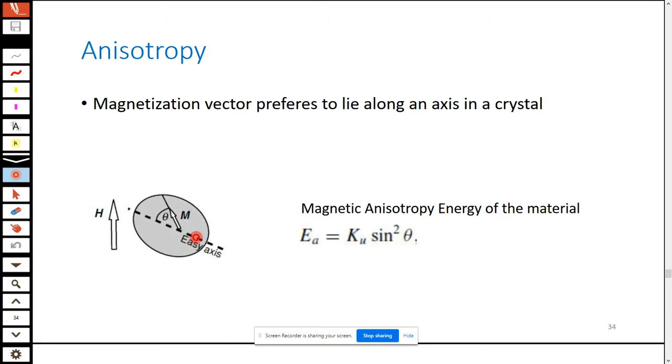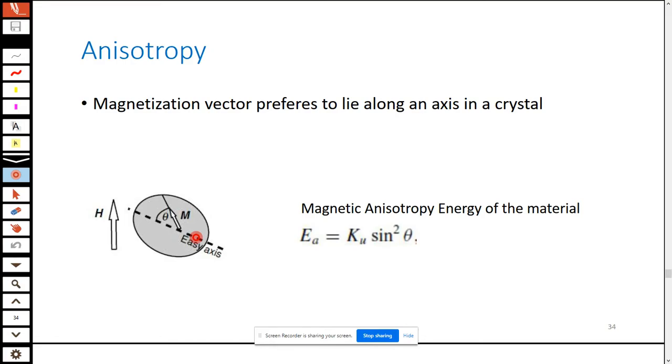But if you apply now a magnetic field, a strong magnetic field, so really strong means maybe a few hundred or a few tens of Tesla. So Tesla is like one unit of magnetic field. So if you apply a strong enough field, for example 5 Tesla or 6 Tesla magnetic field, you can actually move the magnetization to the hard axis.